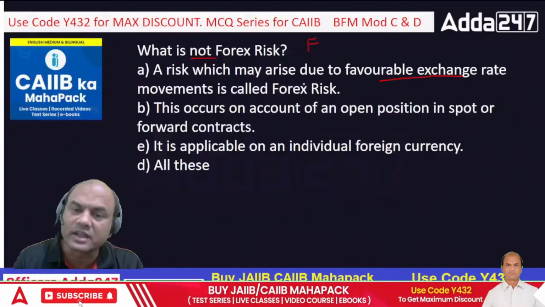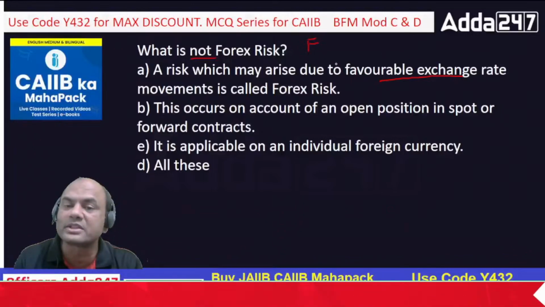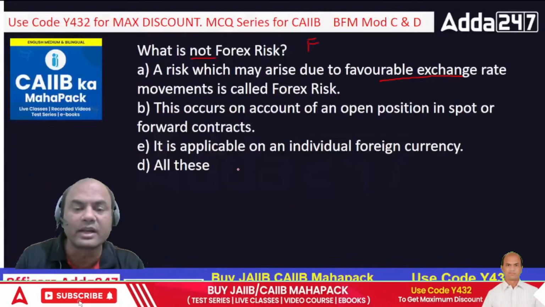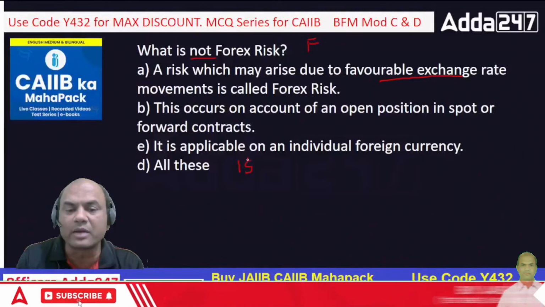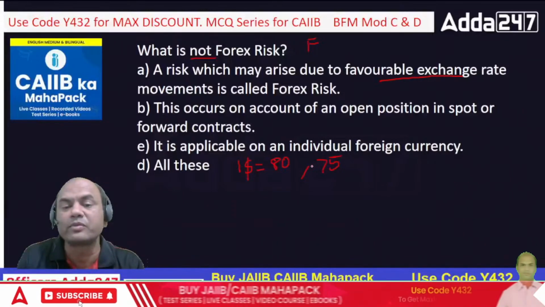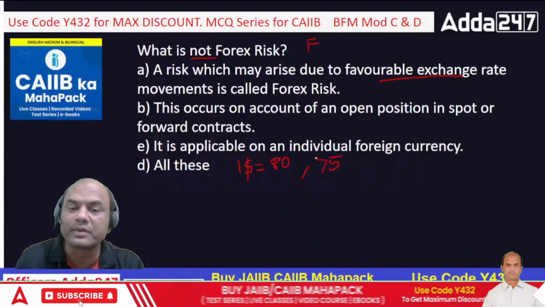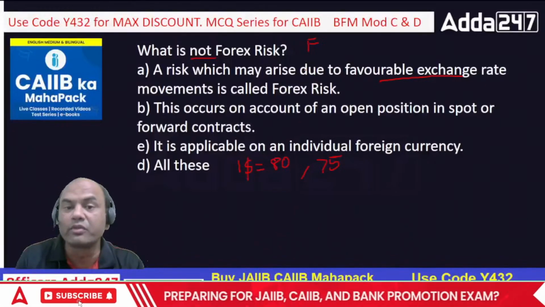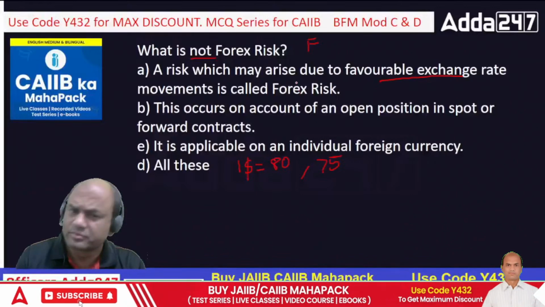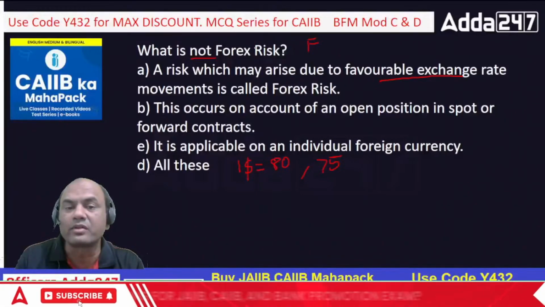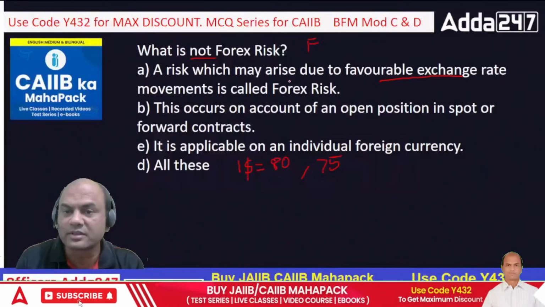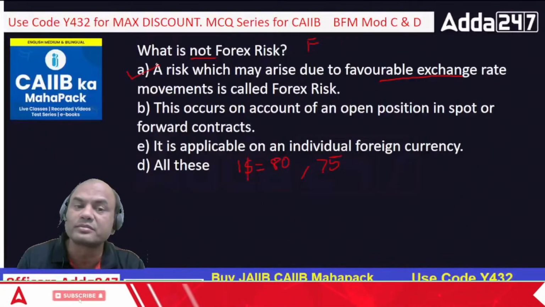See here. Forex risk arises when the rates move in the unfavorable direction. I'll give you a simple example. The earlier example, I bought dollars, $1 I had bought for 80. Now if the dollar goes to 75, that is unfavorable for me, right? So this is known as unfavorable and this will lead to forex risk. So we want false. The risk may arise due to favorable exchange rate movements is called forex risk, so this is a false statement. Is this a forex risk due to favorable exchange rate? No. So this is the answer.